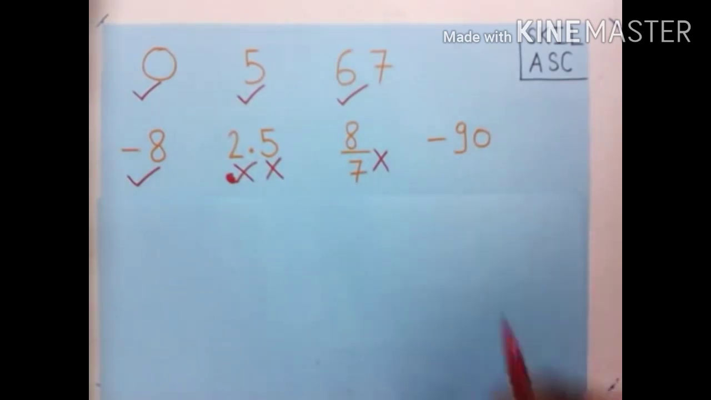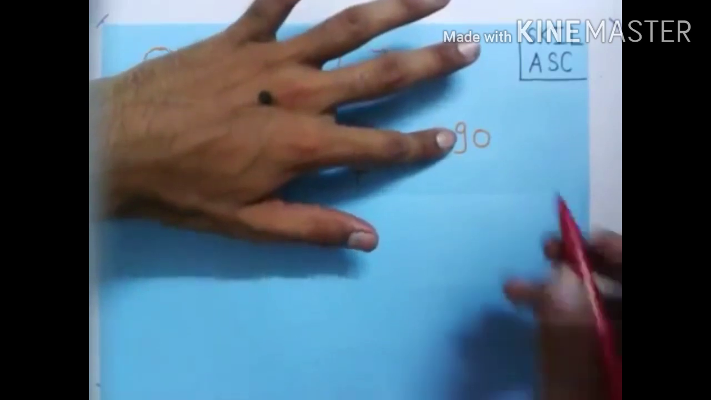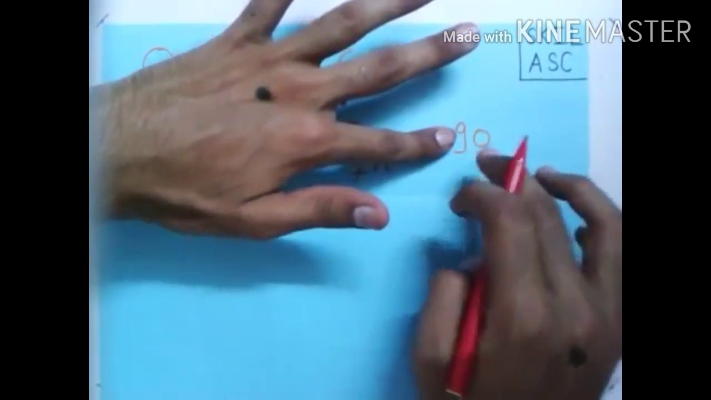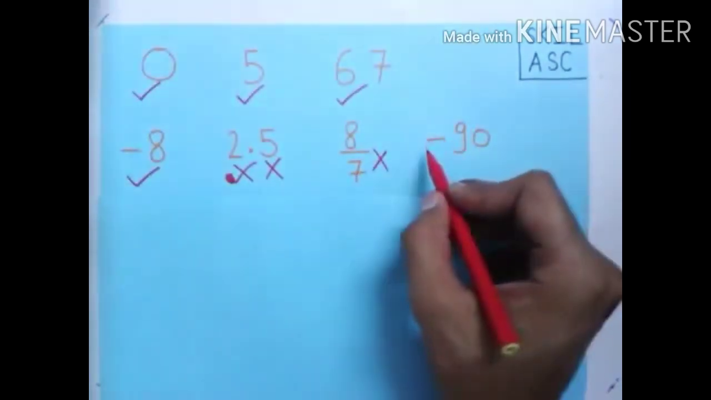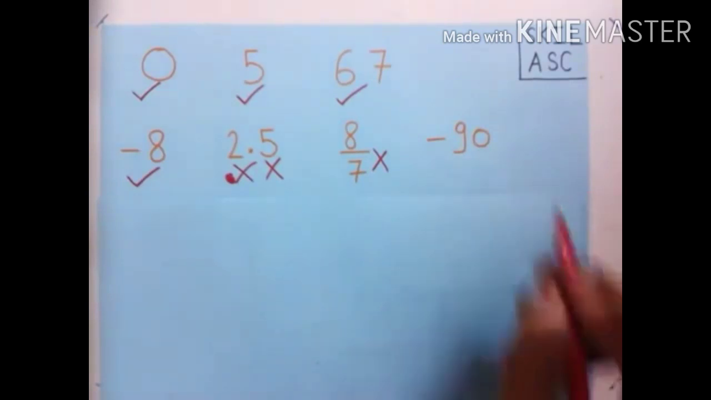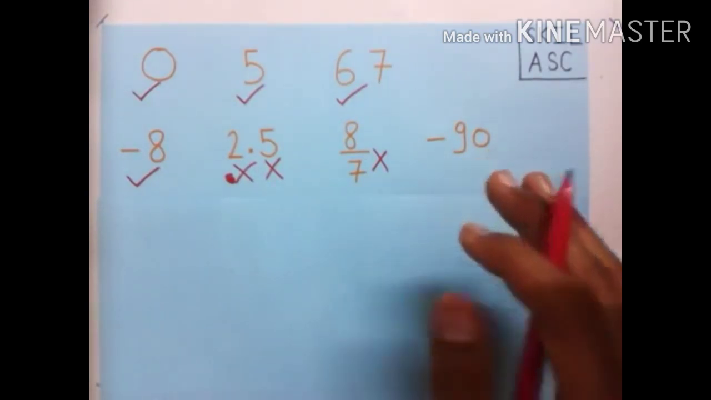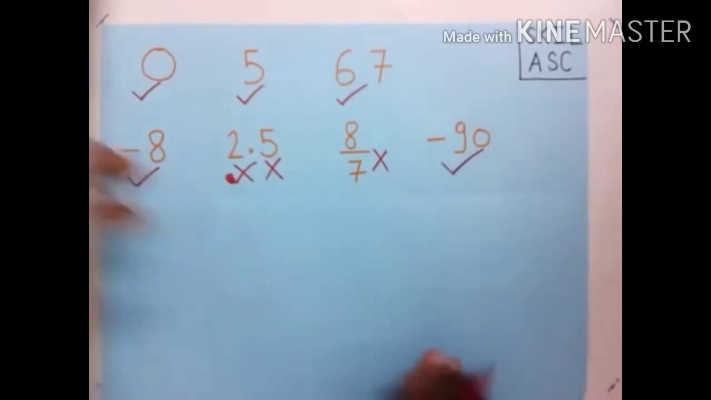Now we see minus 90. You put your finger here. We see only 90. 90 is used while counting. Now what I have done is I have put a negative sign to it, so it becomes minus 90. And we know that the negative of a number which is used for counting is an integer. So it is an integer number.